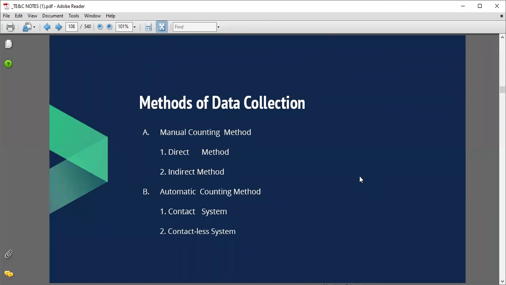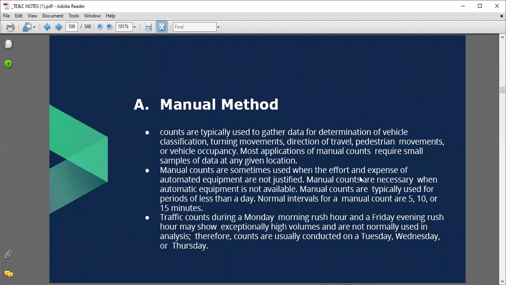Okay, so we'll see one by one the procedure to count the vehicles which are moving on the road. The first method is the manual method. What is the manual method? Generally a distance of 1000 meters or 100 meters is kept, and one person is at the A side and one person is at the B side, and both persons will measure the vehicles passing on the road. That is the manual counting method.